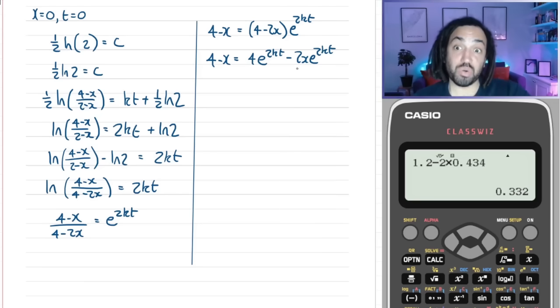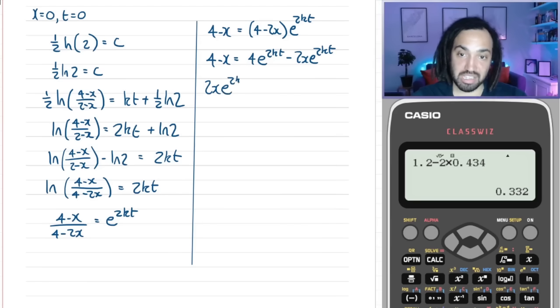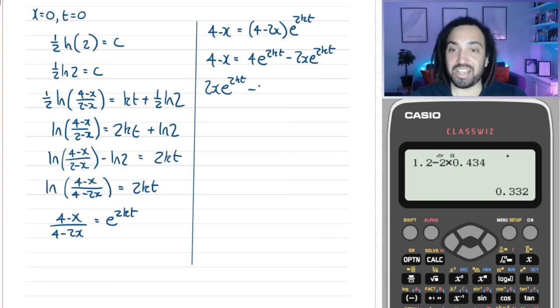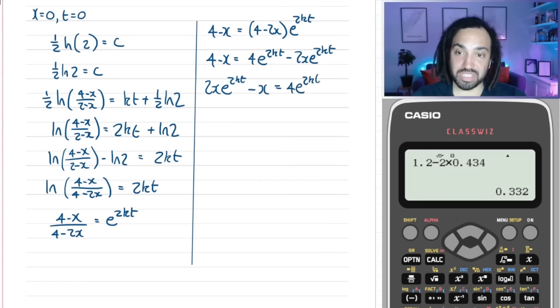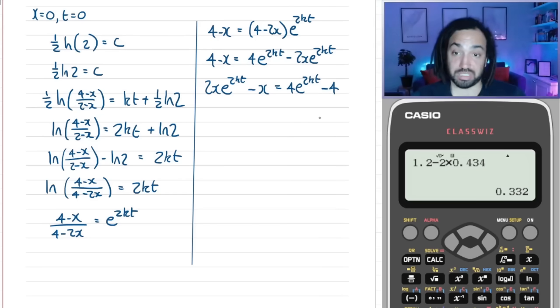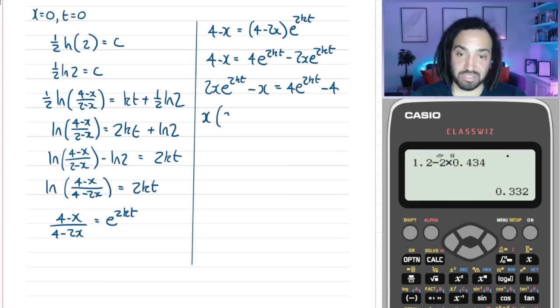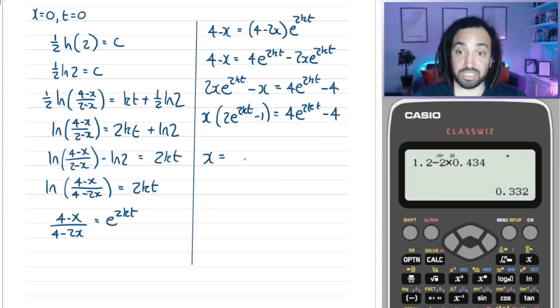Okay, and then we're going to move all of the x terms to one side. So let's move this one over here to become positive 2xe to the 2kt minus the x, and then we're going to move the 4 over to this side, so it becomes minus 4. Just a bit of a swap around, get all the terms with an x on one side. We're then going to factorize out this x, which will allow us to then divide through. These are one of these questions where when you get your final answer, you look up and just hope and pray that it's the same as the one they're asking for.